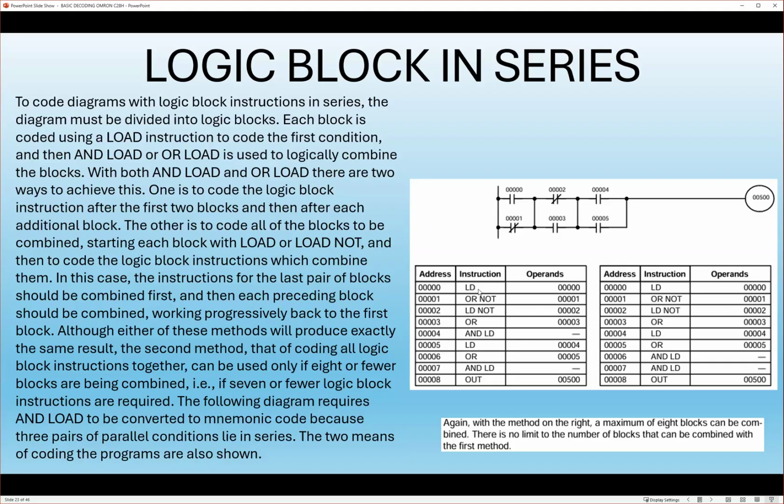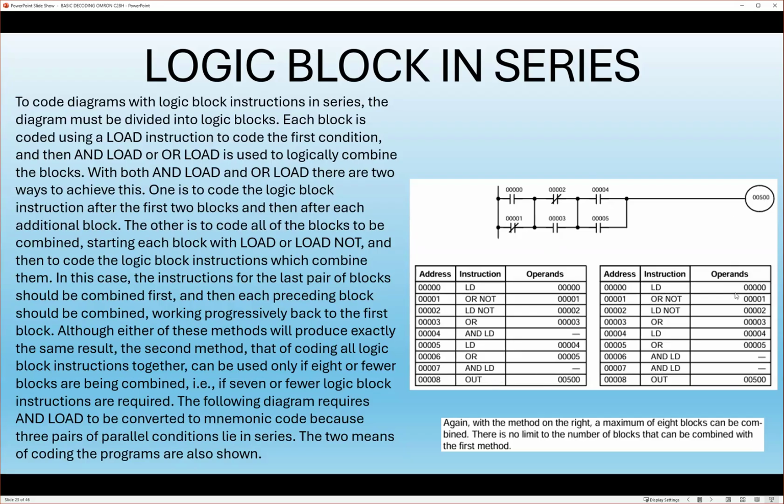So let's start on the left-hand side example, and that's a load instruction 000 or not 001, which puts that right down below it. Load not 002 or 003, and load 004, load or 005, and load output 500.